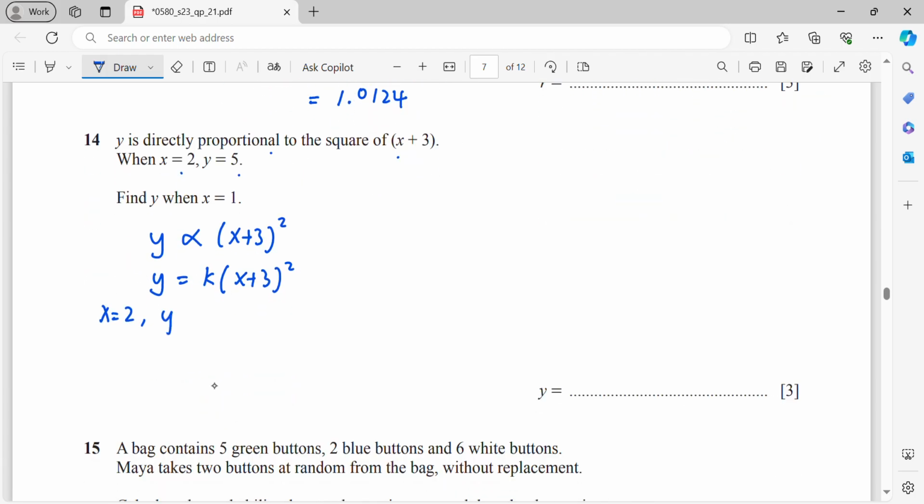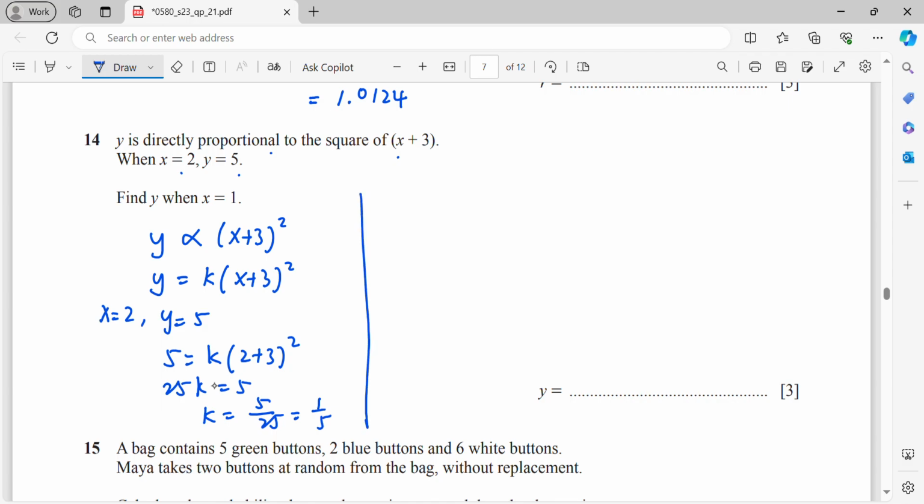So x is 2, y is 5, which means 5 equals k times (2 plus 3) squared. So 2 plus 3 is 5. 5 squared, I get 25. Therefore, 25k equals 5. Hence, my k is 5 over 25, which is 1 over 5. And now, I rewrite my y expression. So my y is 1 over 5 times (x plus 3) squared.